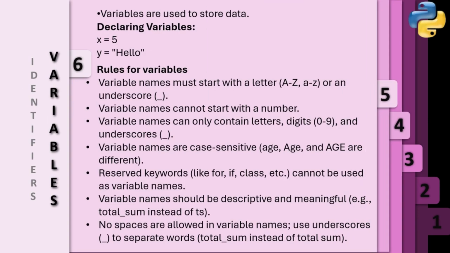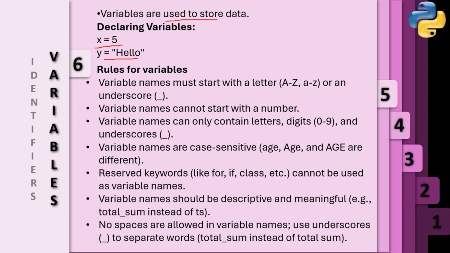Variables are used to store data in Python. Python is dynamically typed, which means that there is no need for you to declare the data type of a variable. In other languages like C and Java, there is a need to determine the data type before defining the variable. In Python, you can directly define variables like this: x equals 5, y equals hello. But you need to follow certain rules while defining these variables. And the rules are as follows.